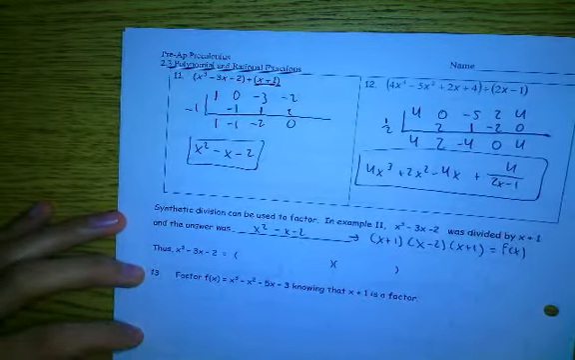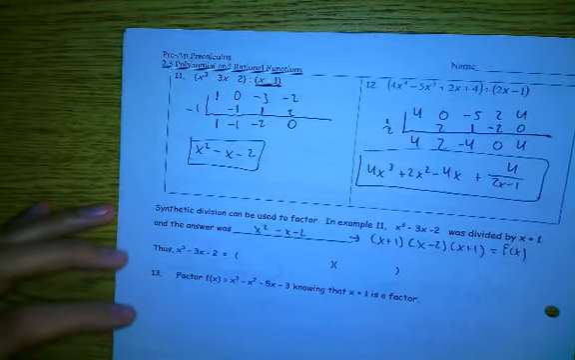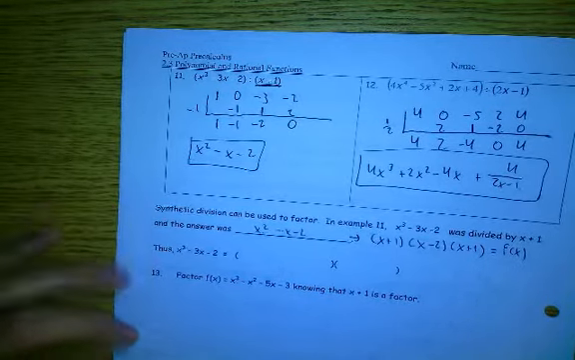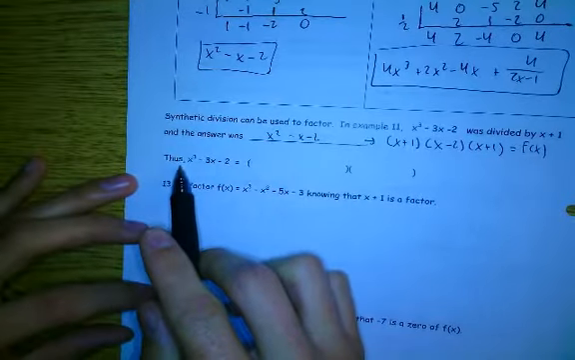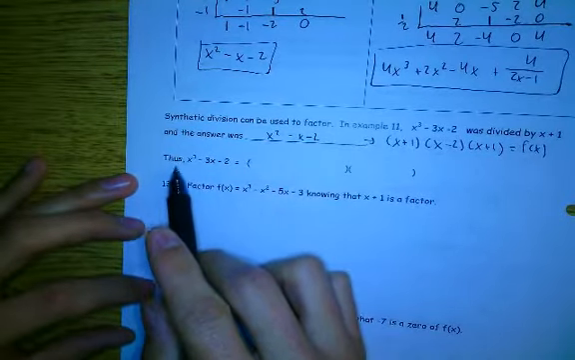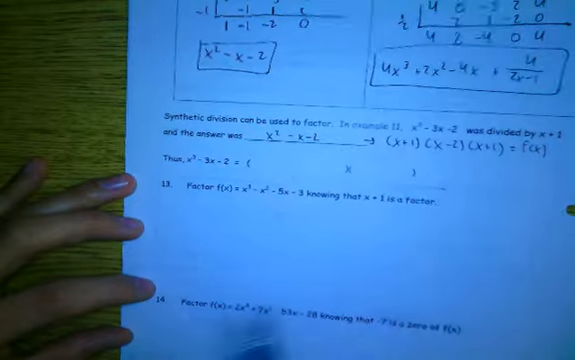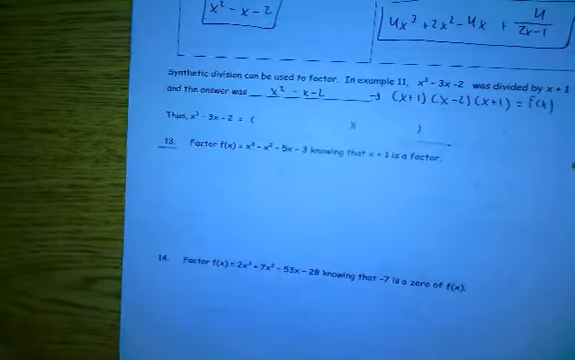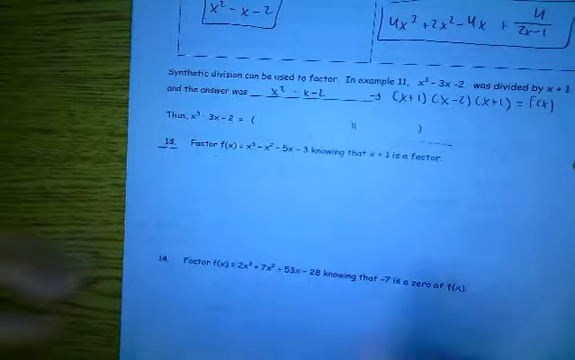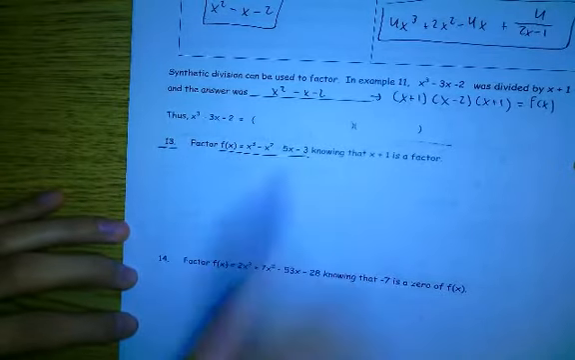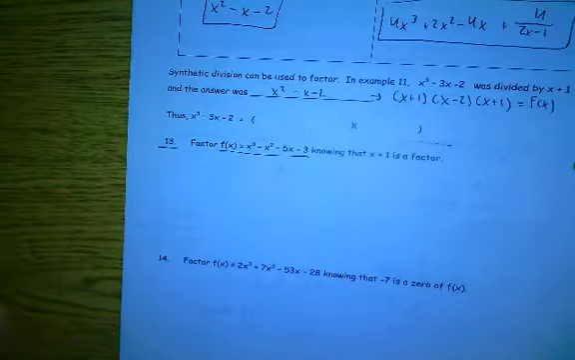Okay? So let's look at, for example, 13. You have this polynomial right here. I want you to factor it out, and I am letting you know that x plus 1 is one of the factors. Okay? So what would you do?